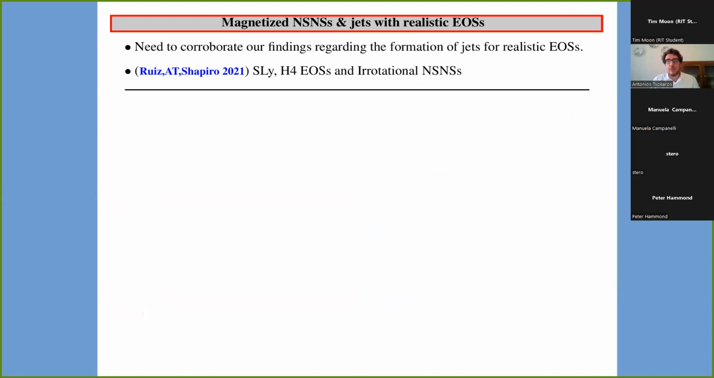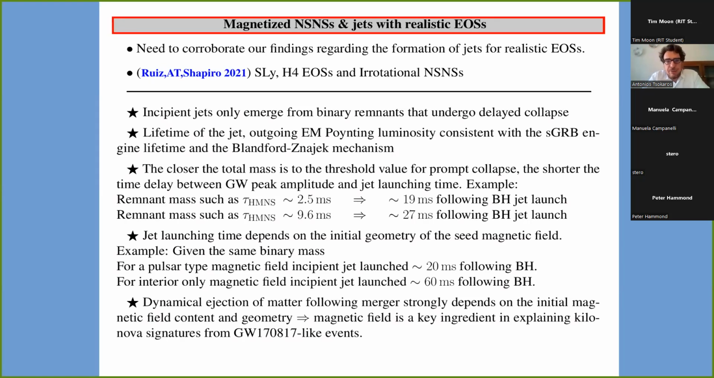So we wanted to corroborate our results with realistic equations of state. We started this investigation with irrotational neutron stars having two realistic equations of state and different masses, in order to see all these effects with respect to the hypermassive, supermassive scenario and so on that we have discussed until now. There are 5 points that I want to mention.